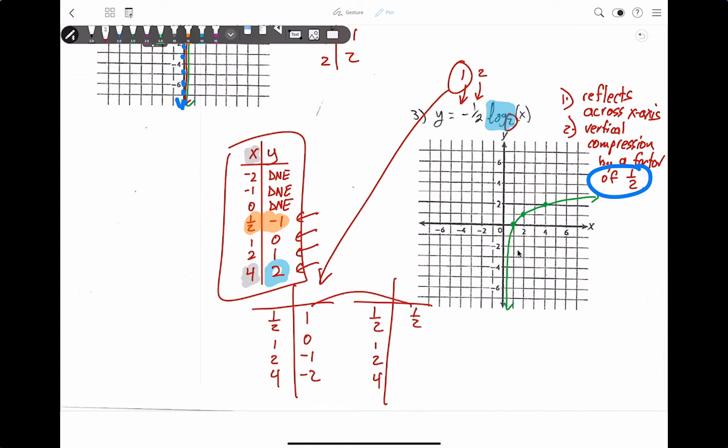So this becomes 1/2. This is still 0. This is a -1/2, and this would be a -1. So (1/2, 1/2) is going to be about here. (1, 0) is going to be about here. (2, -1/2), and then (4, -1). And it looks something like this. Okay, so it's an inverted, if you will, logarithmic function. Okay, and notice that there were no changes. It did not add or subtract as far as the x values go, so it does still, in fact, have this vertical asymptote at x is equal to 0.